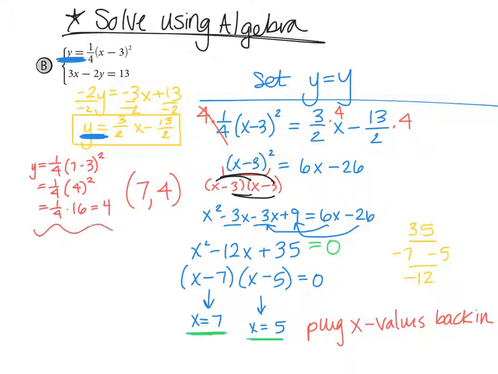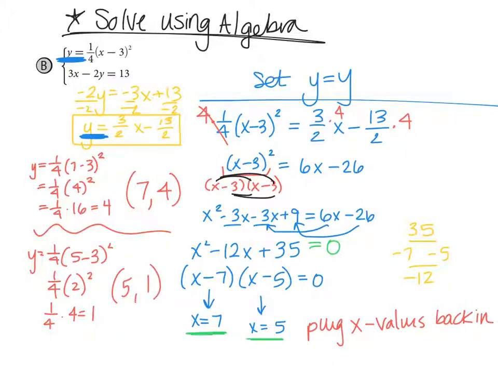All right, I actually think I'm going to try the 5 in that one too because I don't really want to deal with the fractions in the other one, if I'm being honest. So let's do y equals 1/4 times 5 minus 3 squared. It's 1/4 times 2 squared. 2 squared is 4. So 1/4 times 4, that's just 1. So that means this other ordered pair is 5, 1.